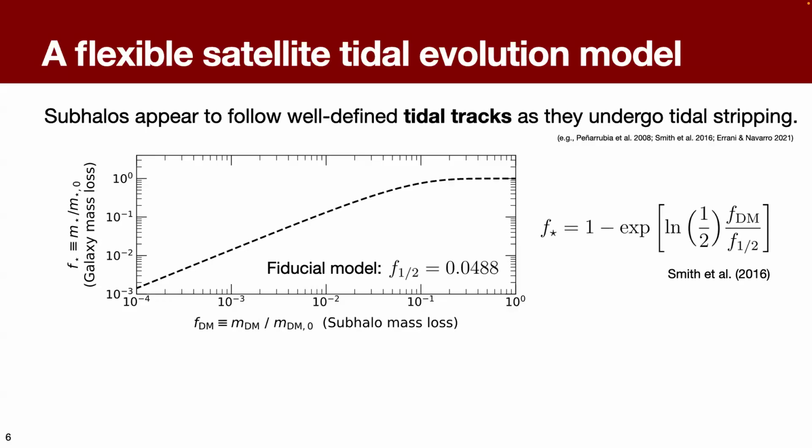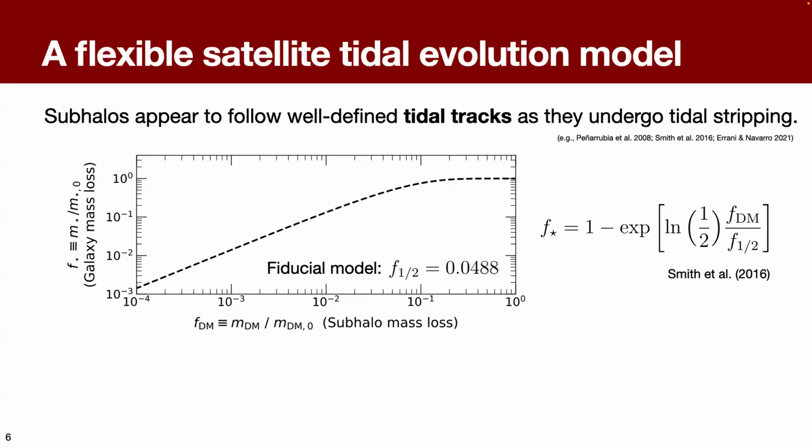It looks like F is defined in terms of a galaxy mass loss fraction, not dark matter. To be super explicit about what it means, f_1/2 is the value of F_DM at which F_star is 1/2. So it's the fraction of your dark matter that you have remaining once you've lost half your stars. Yeah, thanks.